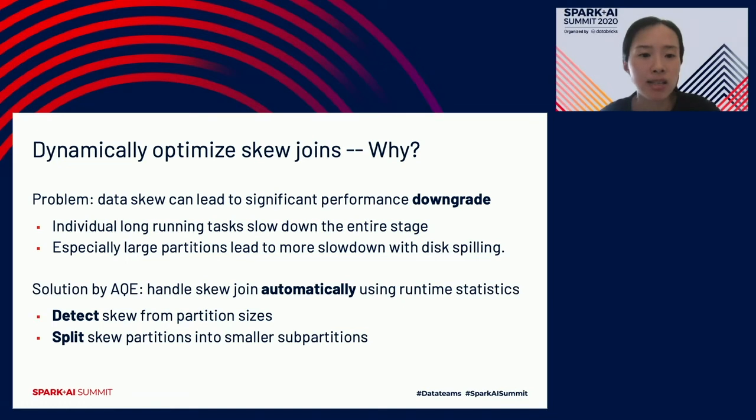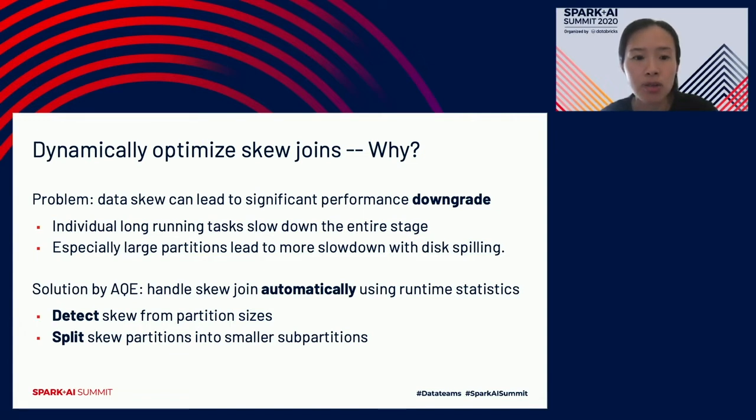The third and last AQE optimization we talk about today is the dynamic skew join handling. Data skew is a problem when data is not evenly distributed, leading to some partitions being much bigger than the others. This can cause significant performance downgrade, especially with sort merge join. Those individual long-running tasks will become stragglers, slowing down the entire stage. And what is worse is that spilling usually happens in those especially large partitions, doubling the effect of the slowdown.